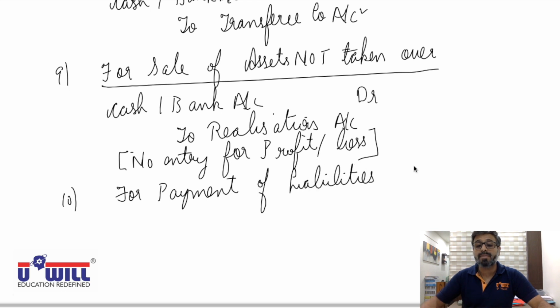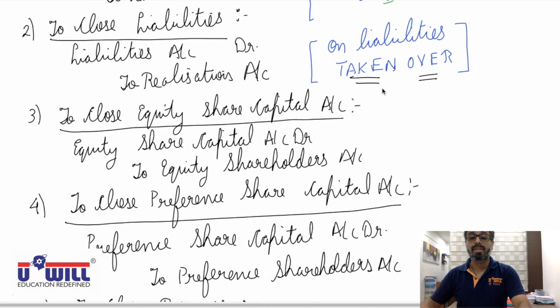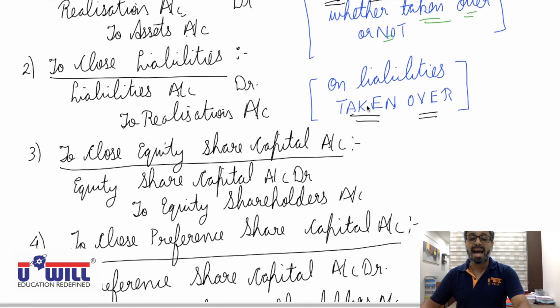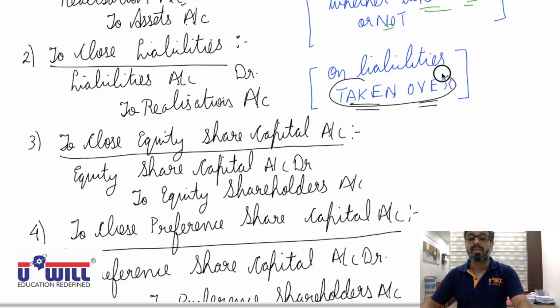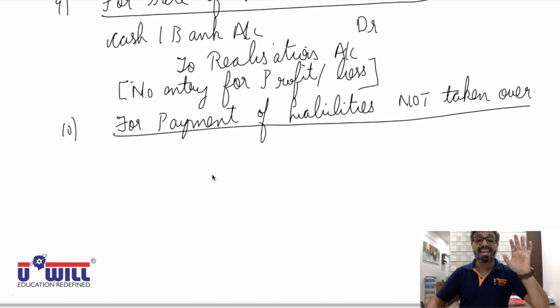Those liabilities which are not taken over will have to be paid by the transferor company itself. So, for payment of liabilities not taken over, there is a difference. Assets were all closed and transferred to realization account whether taken over or not, but in liabilities only the liabilities taken over were transferred to realization. Means those liabilities which are not taken over are still existing in the books of the transferor company.